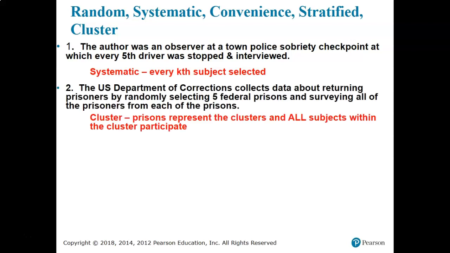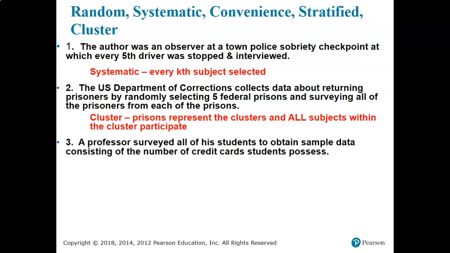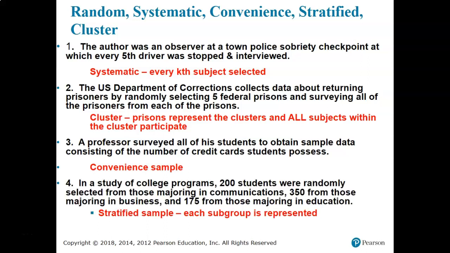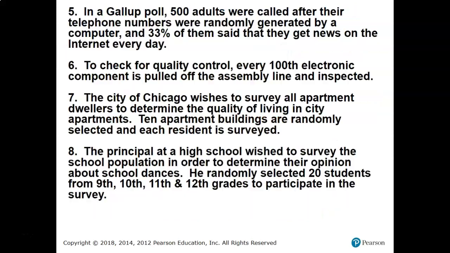The next one, you're selecting prisoners, so they randomly select 5 federal prisons and then survey all the prisoners from each, so that would be cluster. Number 3, a professor surveyed all of his students, so that would be convenience. And in a study of college programs, 200 students were randomly selected from those majoring in communications, 350 from those majoring in business, and 175 from those majoring in education. That would be a stratified sample because each subgroup is represented.